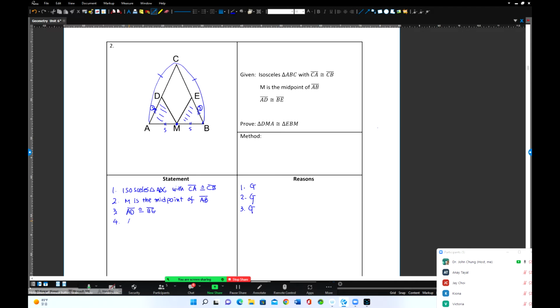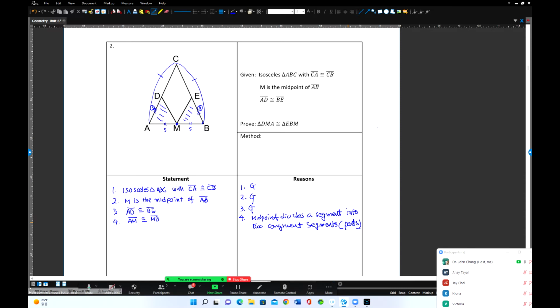From the midpoint, segment AM is congruent to MB. So you have to write the reason: a midpoint divides a segment into two congruent segments, or parts is okay too. Now we got two sides already.